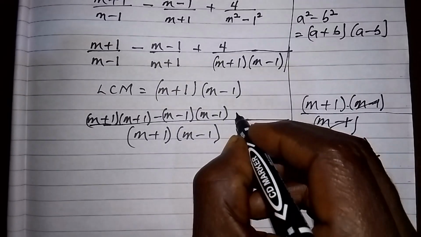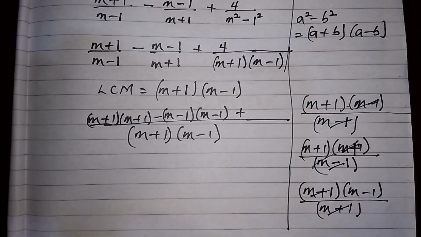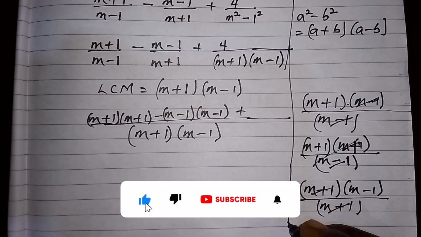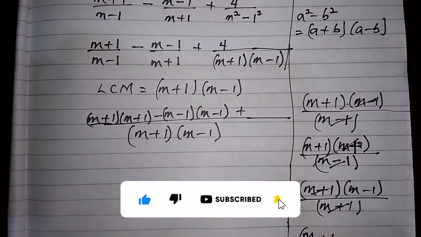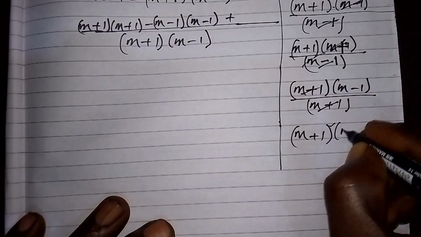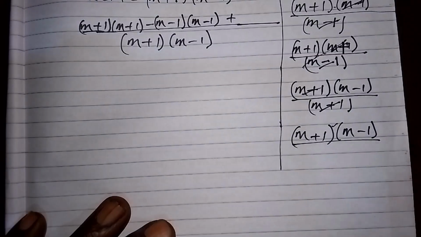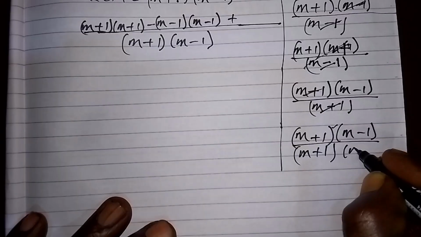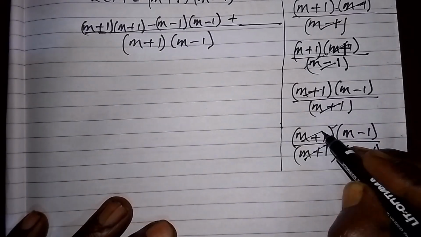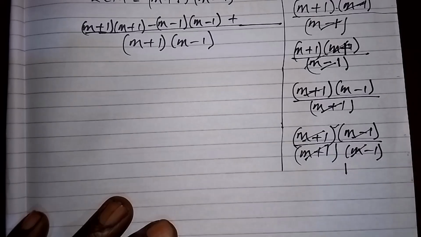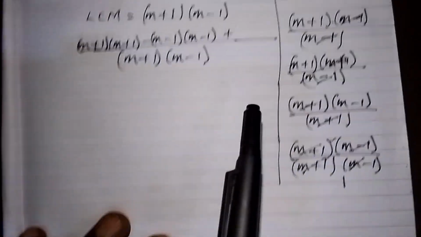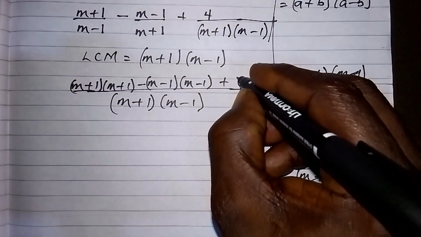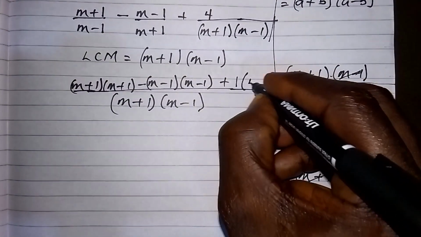Let's go further. Plus, let's come to the last part. The LCM here is (m plus 1)(m minus 1), all over. The denominator here is (m plus 1)(m minus 1). So what can we see? This cancels this, leaving 1, which means this denominator goes into the LCM once. So that is 1 multiplied by the numerator of 4.